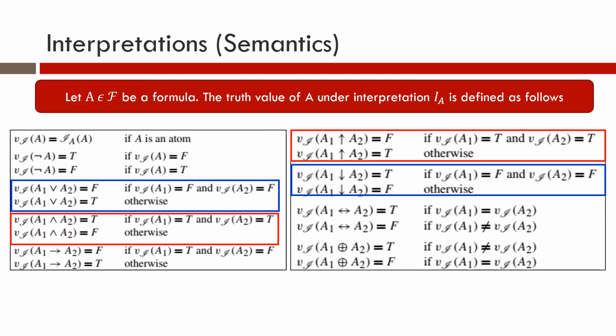And finally, we have the XOR operator. The truth value of A1 XOR A2 will be true if the truth value of A1 is not equal to the truth value of A2. That is, if A1 is true and A2 is false, or if A1 is false and A2 is true. In that case, the truth value of A1 XOR A2 will be true. If both have the same truth value, A1 XOR A2 will be false. So this is the semantics of propositional logic.